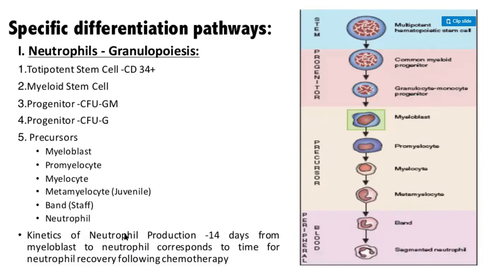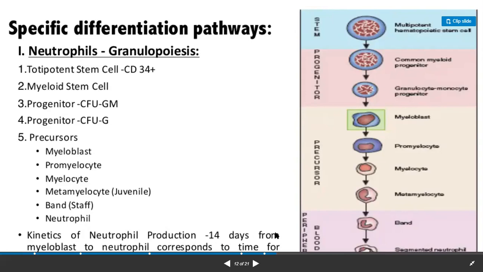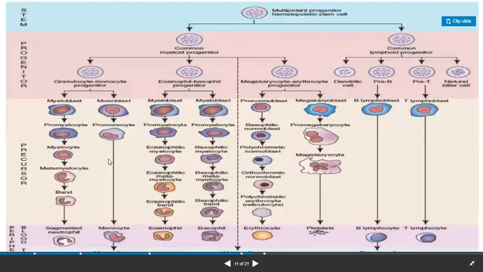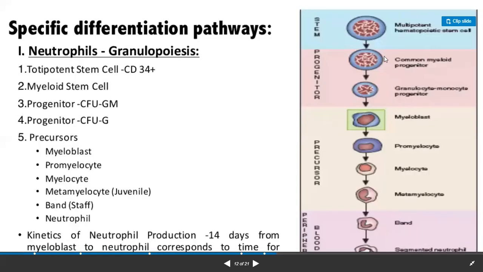The kinetics of neutrophil production is 14 days from myeloblast to neutrophil. So from myeloblast till the formation of neutrophil takes 14 days. Okay, so this is a diagram here, just showing you the whole process. So this diagram is like lifting one pathway from this whole diagram. So that's what we have here. Common myeloid progenitor, and then myelocyte, and then you have the segmented cells.